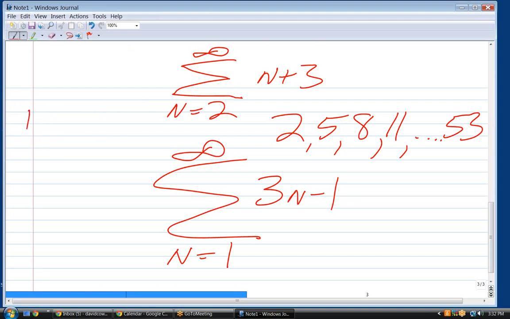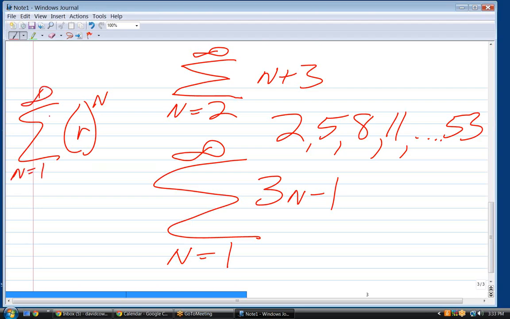Remember that series that I said was convergent? This one? That's a geometric series. Everything is multiplied by 2. That's a geometric series that is convergent. And you will find that any geometric series where r is less than 1 is convergent.